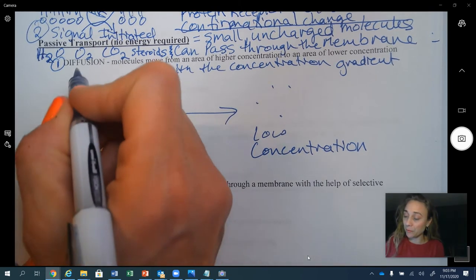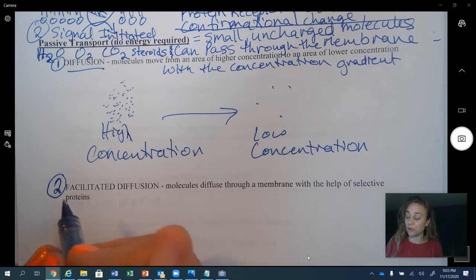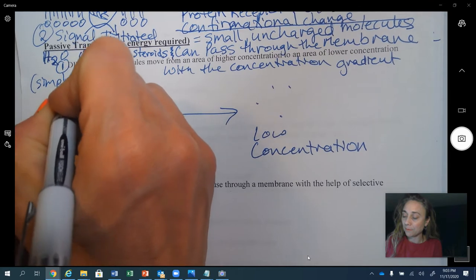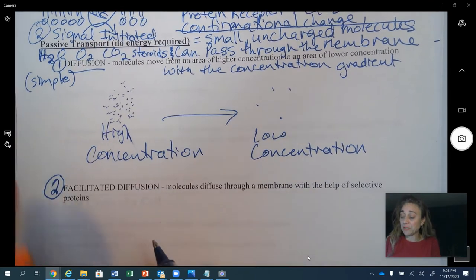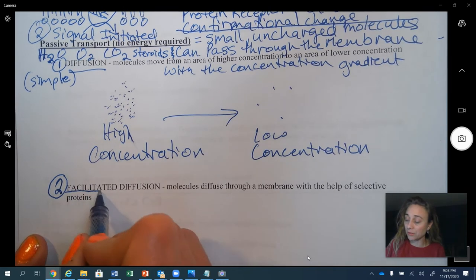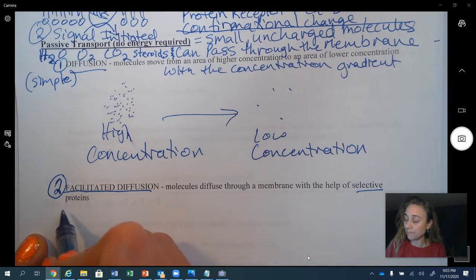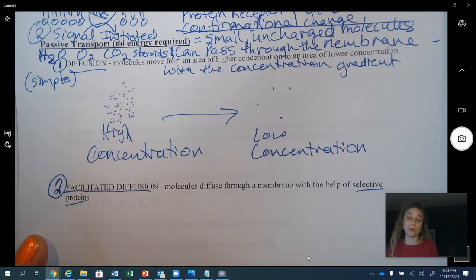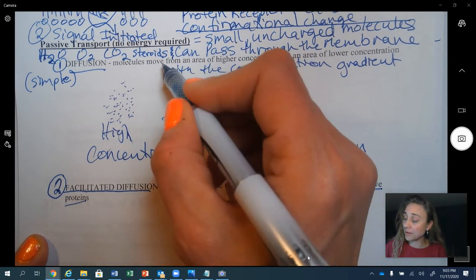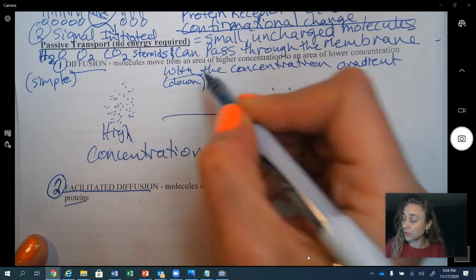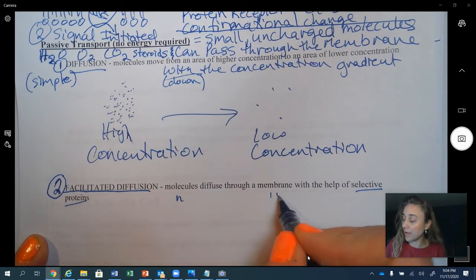Facilitated diffusion. So that was passive diffusion, sometimes called simple diffusion. Facilitated diffusion is the same idea, only they're going to need the help of a selective protein. So molecules diffuse through a membrane with the concentration gradient, or we could also say down the concentration gradient. So that too.